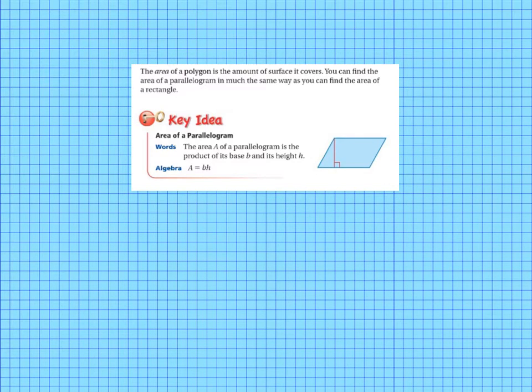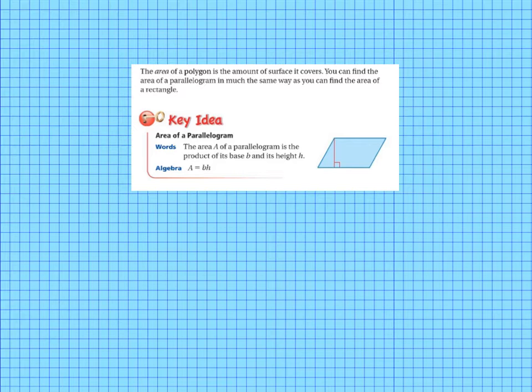We're going to start today with a quick vocabulary review and a key idea. The area of a polygon is the amount of surface it covers. You can find the area of a parallelogram in much the same way as you can find the area of a rectangle. Your key idea is area of a parallelogram.